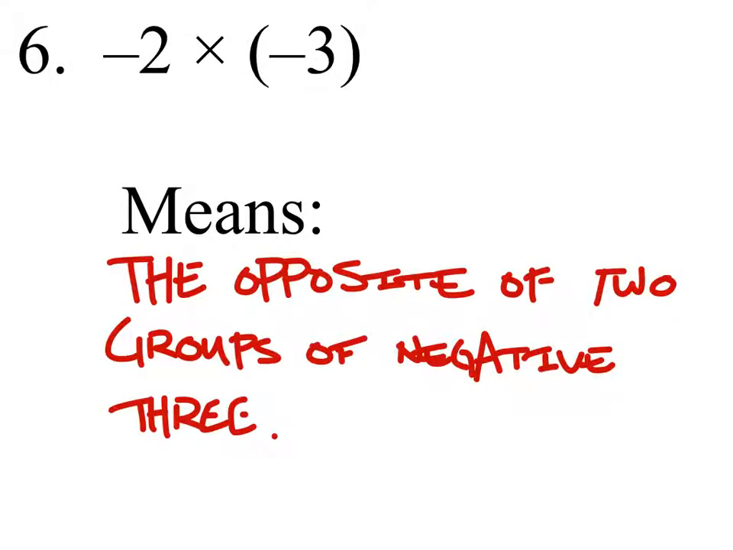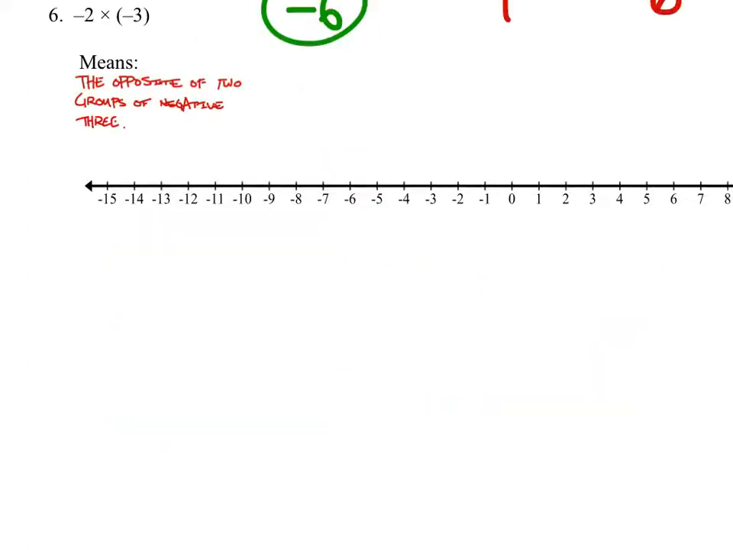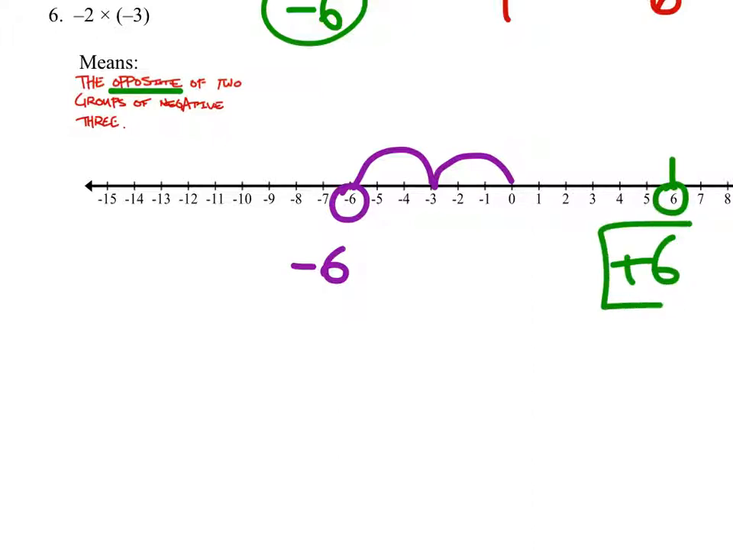So how does this work on a number line? So again, on this one, we're going to find 2 groups of negative 3 first. So there's a group of negative 3. There's another group of negative 3, which takes us to this number, negative 6. But it says it's the opposite of negative 6, which is going to take us to a positive 6. So this is actually our answer.